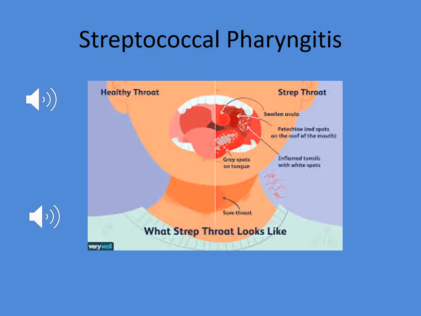Streptococcal pharyngitis. For your very first blank, what do you think causes streptococcal pharyngitis? Hopefully the name gives you a big clue. You can't just say streptococcus. It's specifically group A beta hemolytic streptococcus. That is the most common organism for streptococcal pharyngitis. So I'll say it again. Group A beta hemolytic streptococcus.